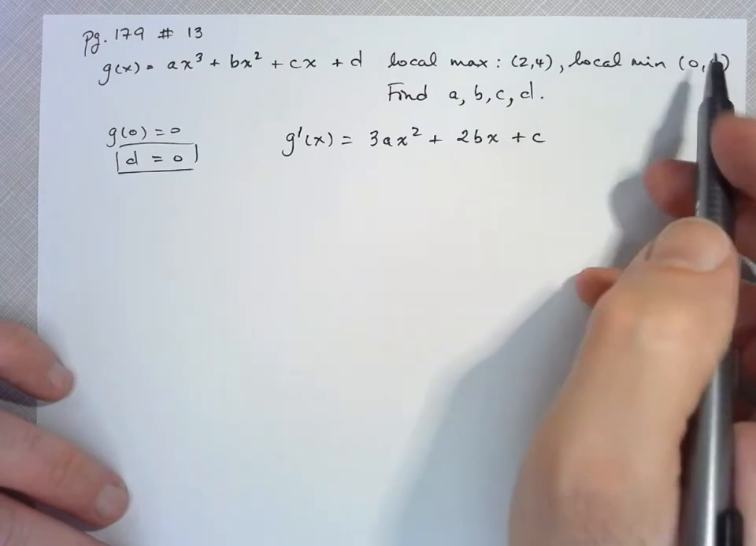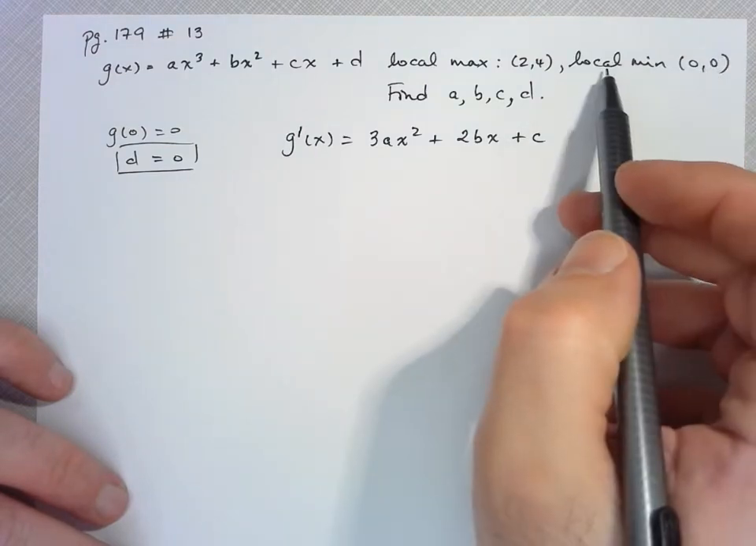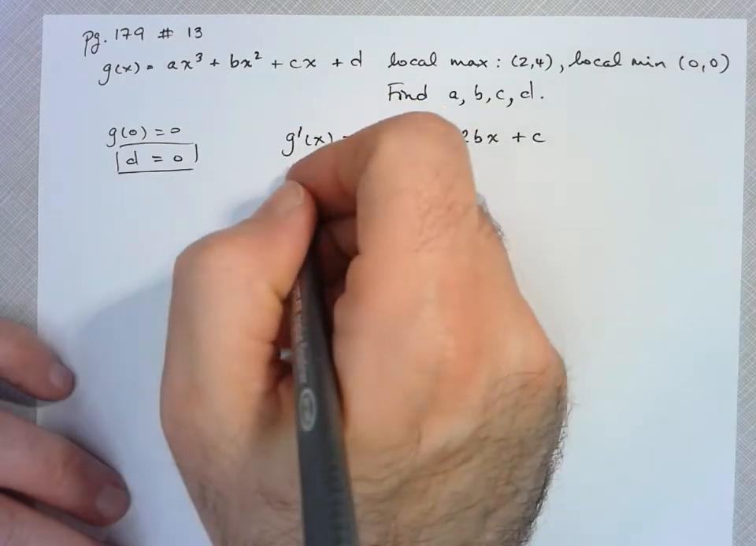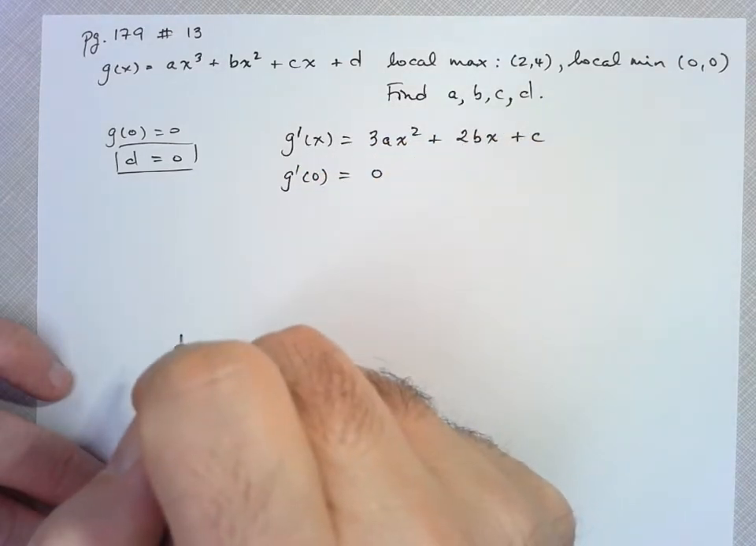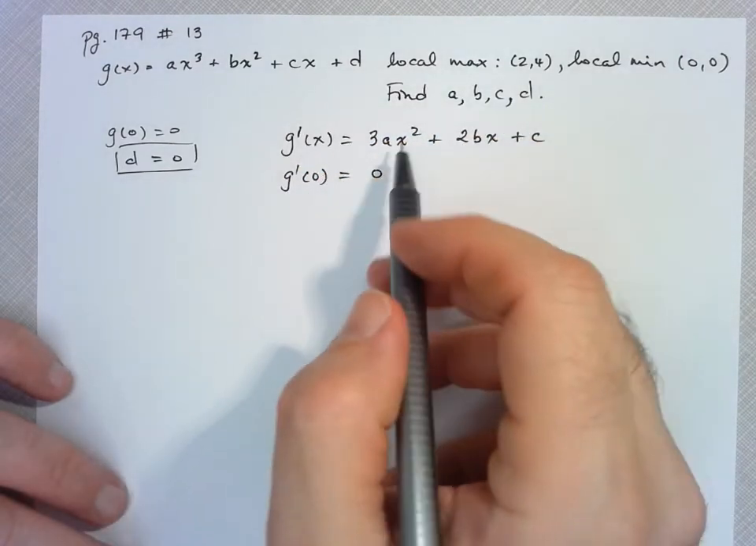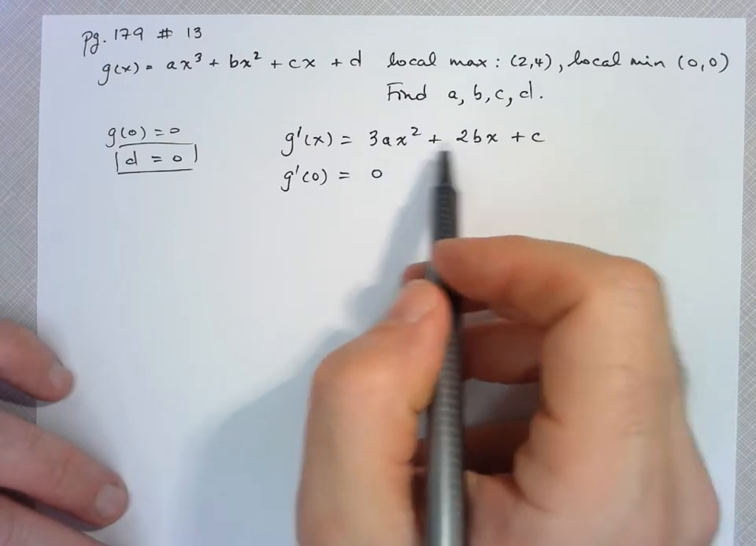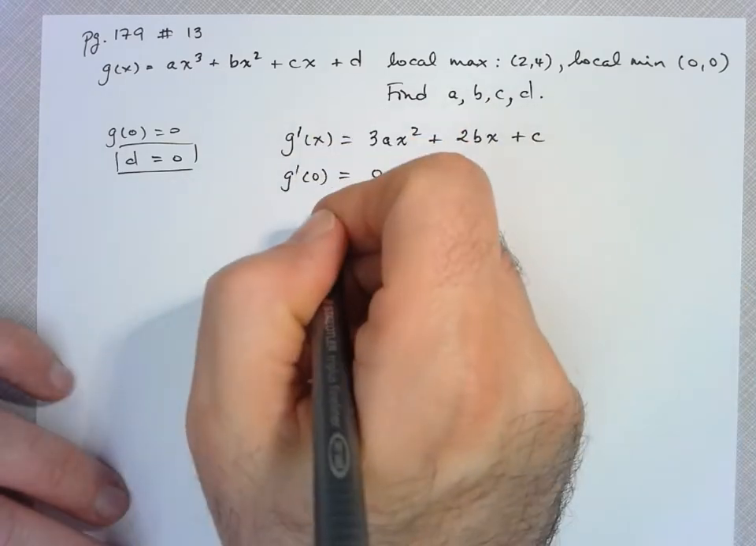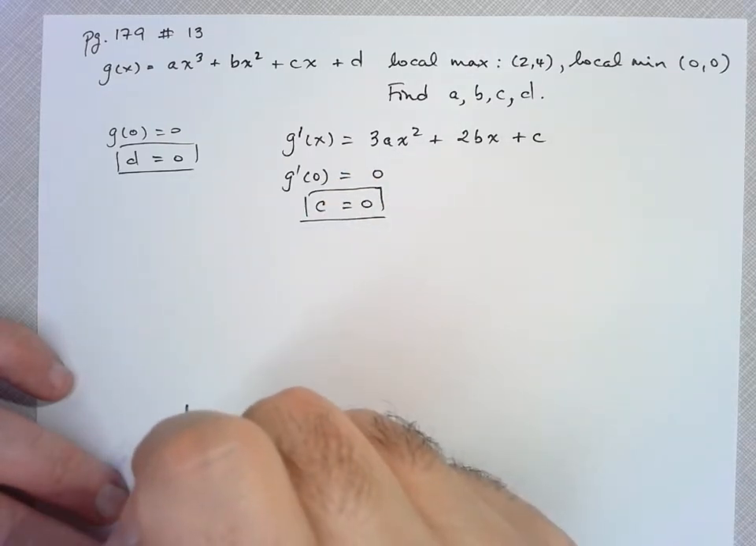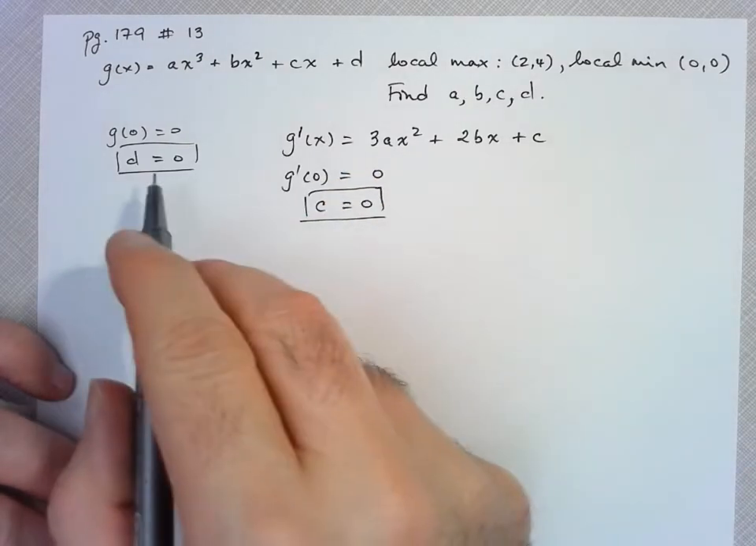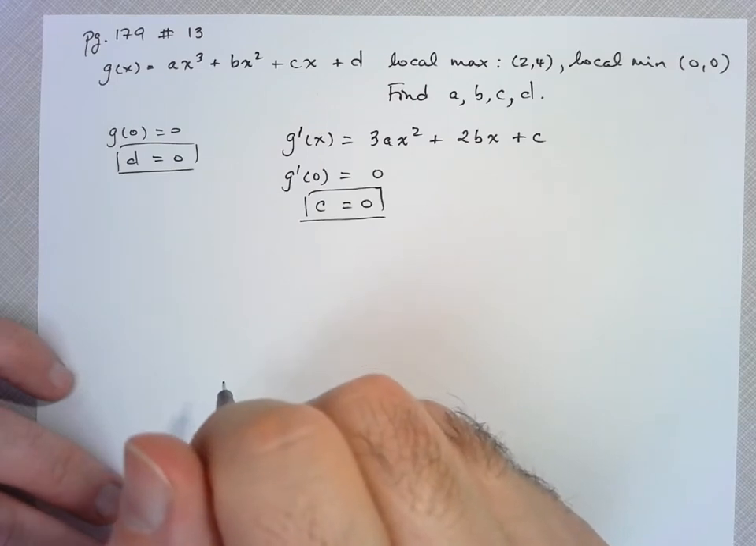And I think I'm going to start with (0, 0) again. Remember, there's a local extremum at (0, 0). That means that g prime at 0 must be equal to 0, too. So what is g prime at 0? Again, the first 2 terms just disappear, and the only thing I'm left with is c. So lo and behold, we've got the value for c, 0. So quite easily we're able to get the first 2 pieces of information.